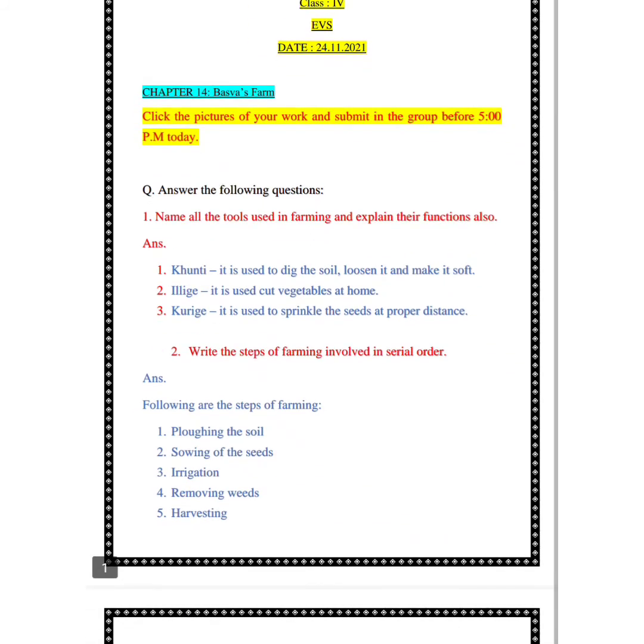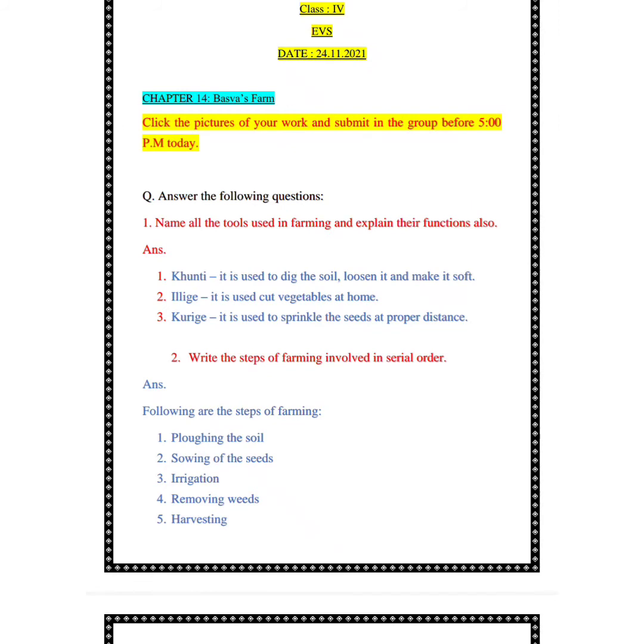Next is harvesting. We know that harvesting is a process when the crop is fully grown, then only we can cut. So the last step is harvesting. So these are the steps that are involved in farming.